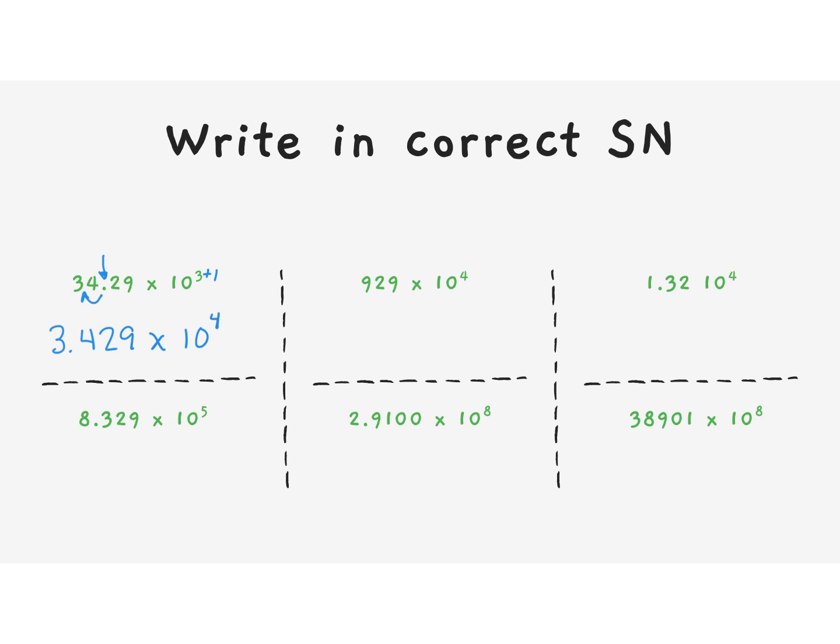Let's take a look at this one. This is not correct either because our decimal is here. We have to move it 2 more times, so we're going to be adding 2. So we're going to have 9.29 times 10 to the power of 6. This one, we are missing something in between here. 1.32, we're missing our multiplication.